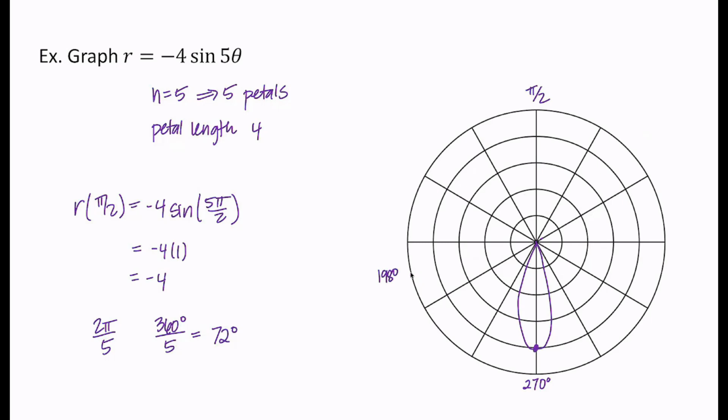Whoops, I put it too far. I put it at a distance of 5 away. So it'd be right about here. Here's another petal. If I add 72, I'm going to get 342. So I don't know, maybe about right here. I'm just approximating at this point. And whoops, I did it again. This should have been at 4 units towards 342. And so there's another petal.